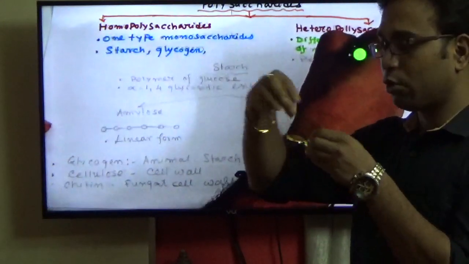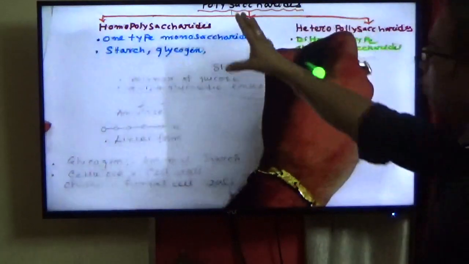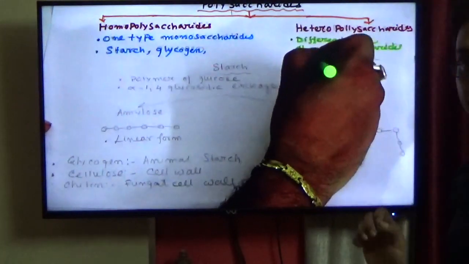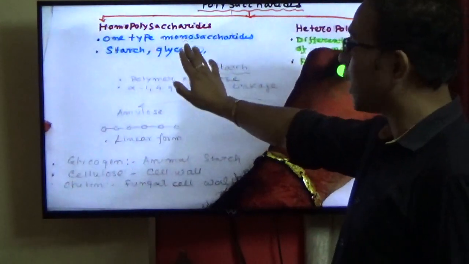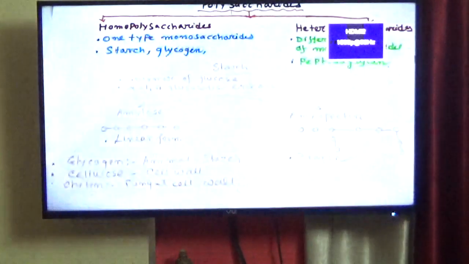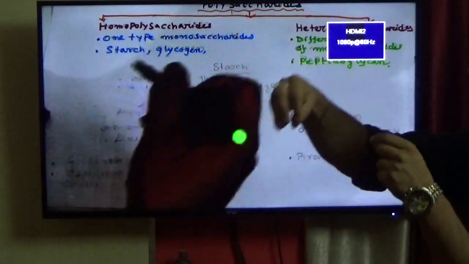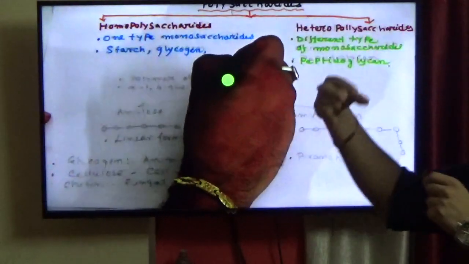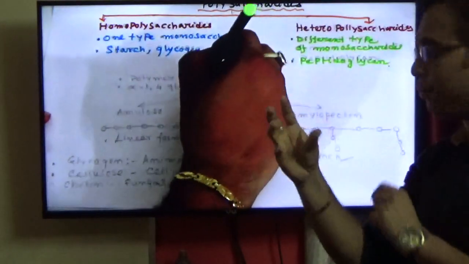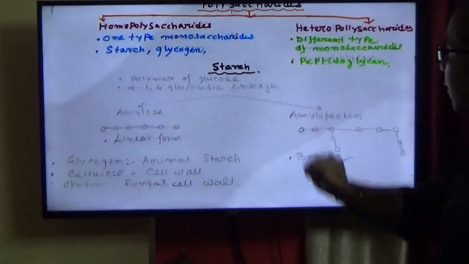That means glucose, glucose, glucose, all the glucose units are present in the homopolysaccharide. Common examples are starch and glycogen. On the other hand, heteropolysaccharide, you know, hetero means different. So glucose, next galactose, next fructose, and next glucose. So different types of monosaccharide units are there. That is called the heteropolysaccharides.